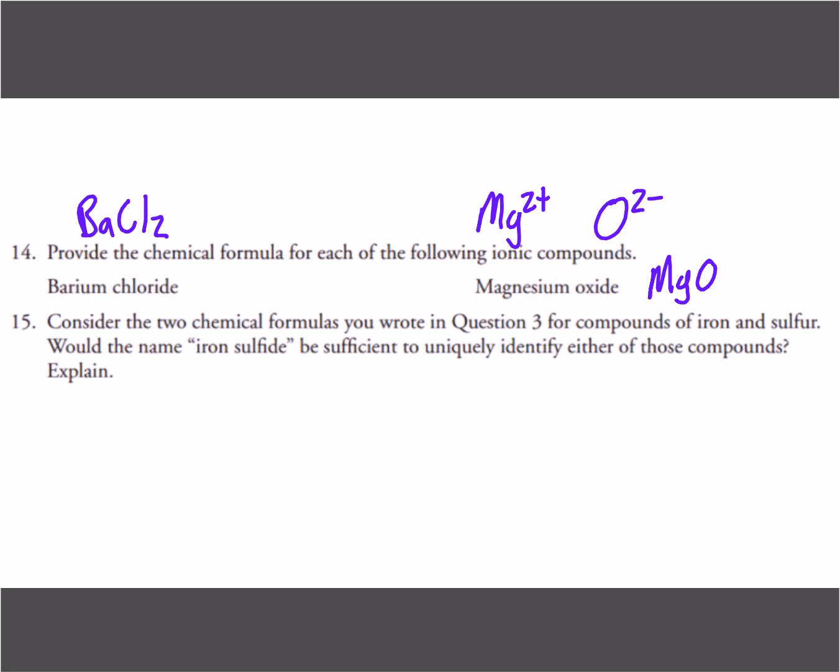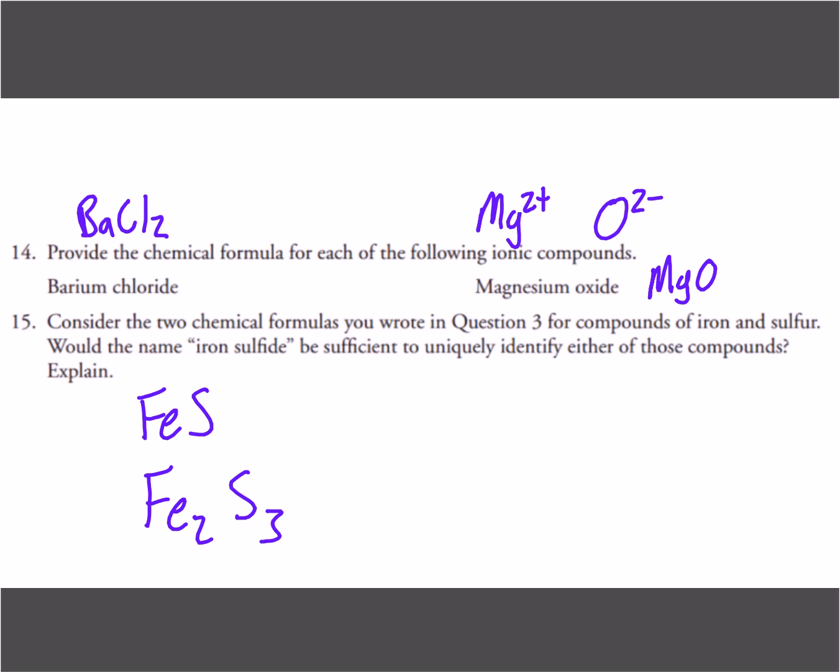Thank you. Consider the 2 chemical formulas you wrote in question 3. Would the name iron sulfide be sufficient to uniquely identify either of those compounds, guys? So if we wrote the compounds in question 3, iron and sulfur, what were the 2 formulas that we had? Go back to question 3. We wrote them down already. What were the 2 formulas? FeS or Fe2S. Would just writing iron sulfide be okay to identify them? No. So we need something else.